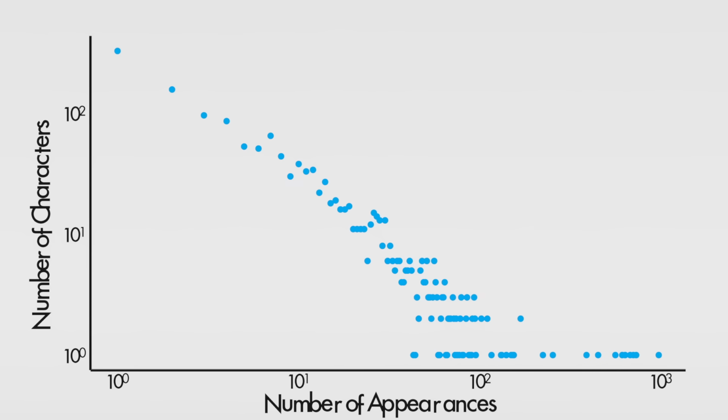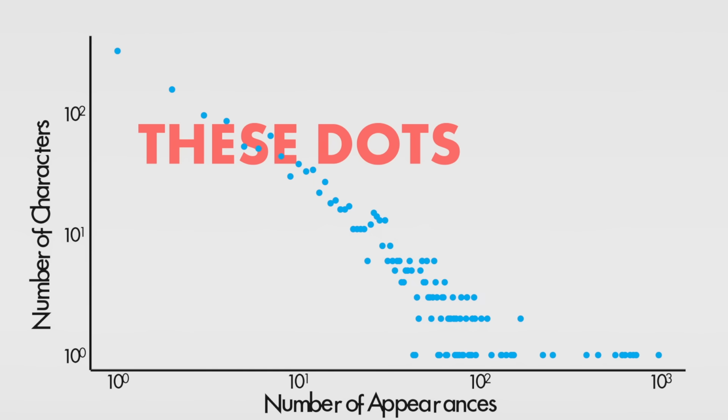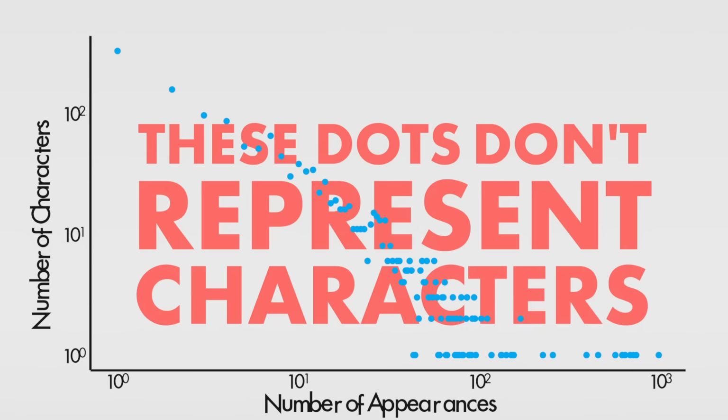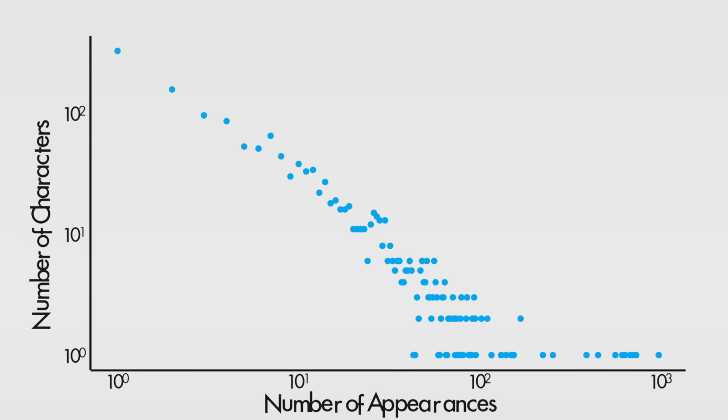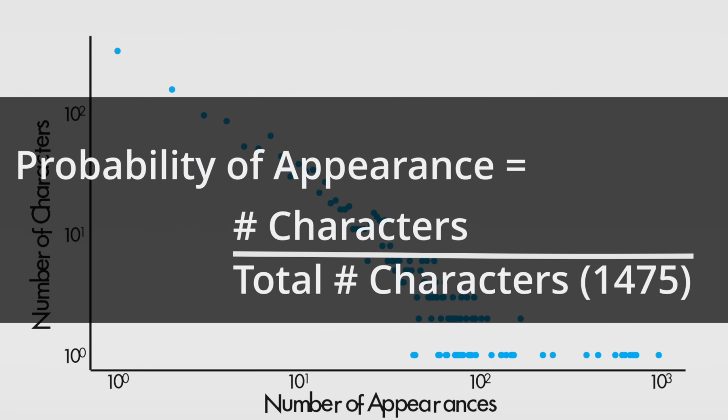Now, this is really important, so I want to make it clear, these dots don't represent characters. They represent the number of characters who appeared X amount of times. So here are the numbers I just quoted. 327 characters appeared once, that's 1 dot. 157 characters appeared twice, 96 appear 3 times, and so on and so on. What this is implicitly trying to do is give us a probability of the number of times a character appears.